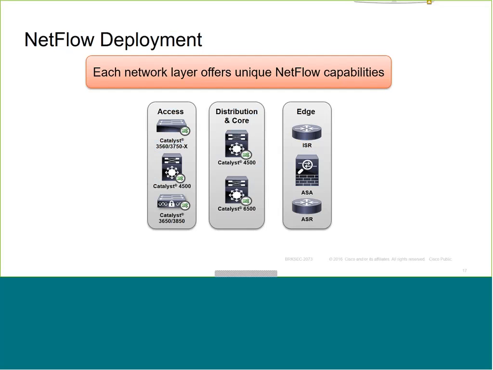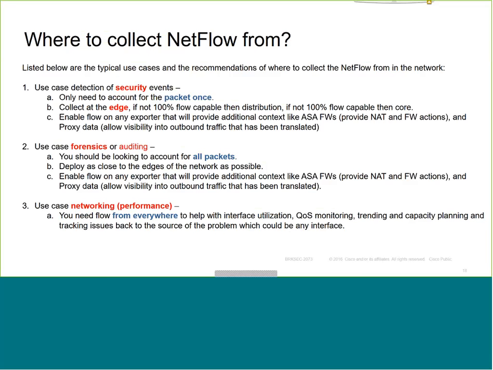And they offer different capabilities and different benefits. So where to collect from? If you're looking for security, we only need to account for that flow once. If we want to know that A has spoken to B, we just need to know from the edge, so from the access, that actually that flow has happened, that my laptop has made a connection out to the internet or a connection to the web server, etc. So if you have that ability, then you would collect that data at the edge.